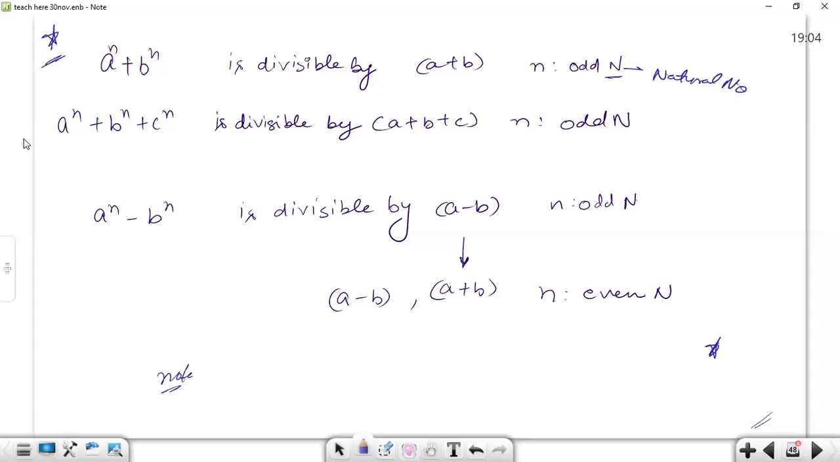a^n plus b^n plus c^n is divisible by a plus b plus c, where n is an odd natural number. This will be divisible by a minus b when n is a natural number, because it's divisible by a minus b in both of the conditions. So whenever n is any natural number, a raised to power n minus b raised to power n is definitely going to be divisible by a minus b. And if n is an even number, then it is definitely going to be divisible by a minus b, but also a plus b too.